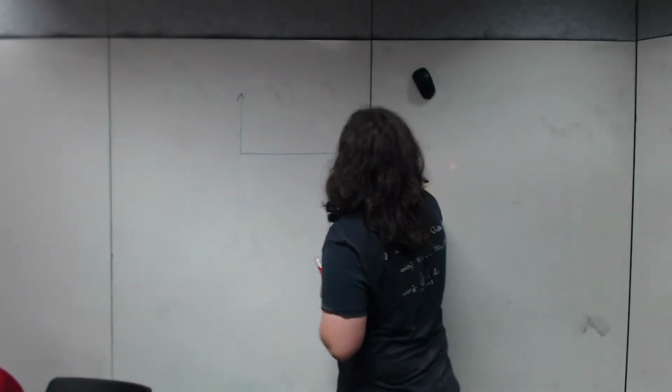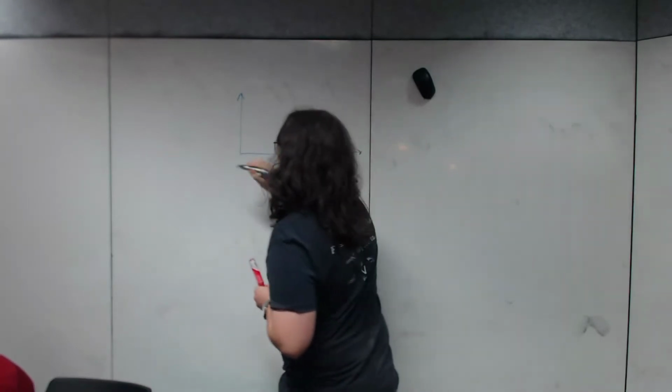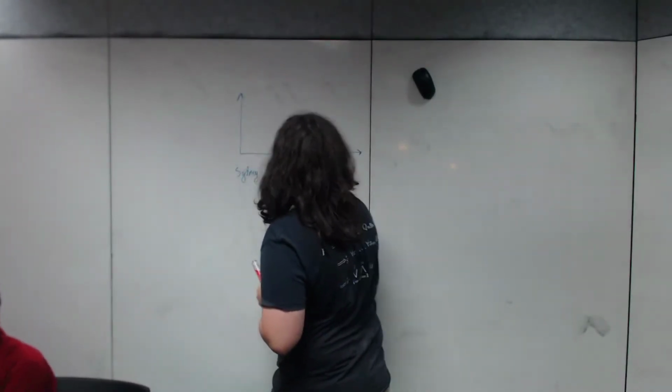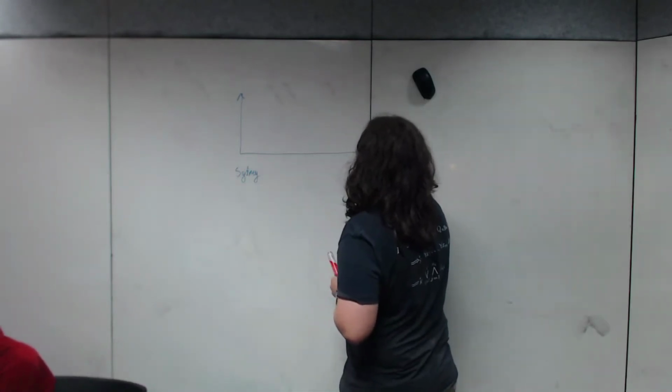Right. So we're going from Sydney to Melbourne. So we've got distance over time. Is that right? Sydney to Melbourne? Is that what it says? Yeah, Sydney to Melbourne. That's a long drive.